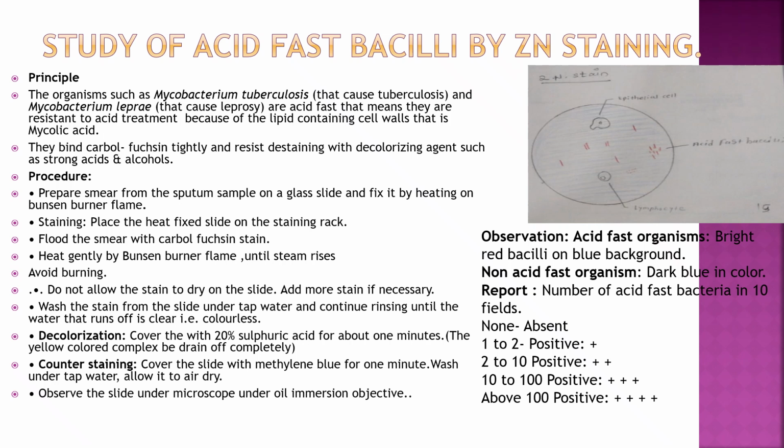that is mycolic acid, and because of that they are not decolorized by strong acids and alcohols after they bind with the carbolfuchsin, that is the primary stain. And because they are not decolorized, they are not stained by the counter stain; they are stained by carbolfuchsin, which is pink in color. That is why, in a blue background, other bacteria, pus cells and neutrophils are blue in color, and then you can see pink rods of the mycobacteria, either tuberculosis or leprosy, according to the sample. In tuberculosis it is a sputum sample, and in leprosy it is skin scraping.